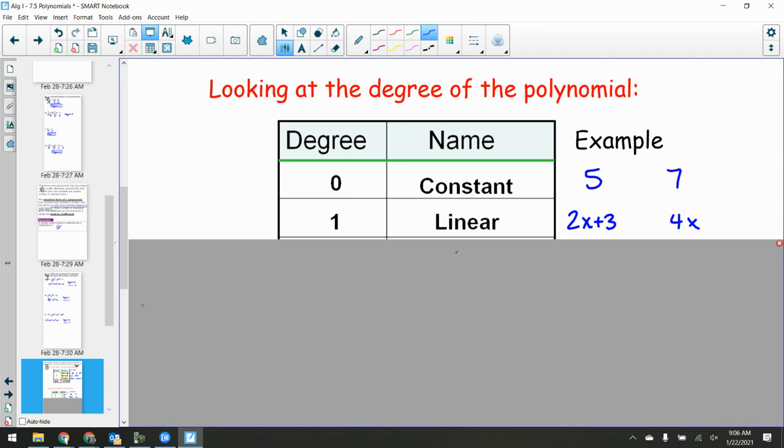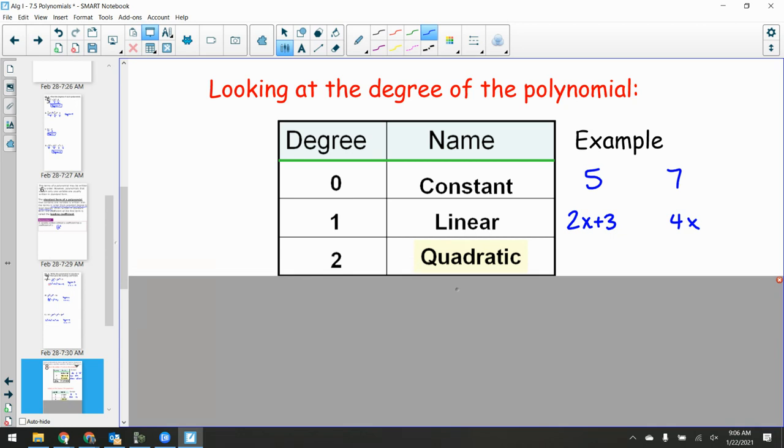Degree of 2 is called a quadratic. Chapter 9 is an entire chapter on quadratics. We spent an entire chapter talking about quadratics. So everything where it has an x squared. So like 7x squared plus 2x. 3x squared minus 4x minus 1. Those are examples of quadratics. I don't really care about the number of terms. If it's got a squared term, and that's the highest one, that's what's called a quadratic.